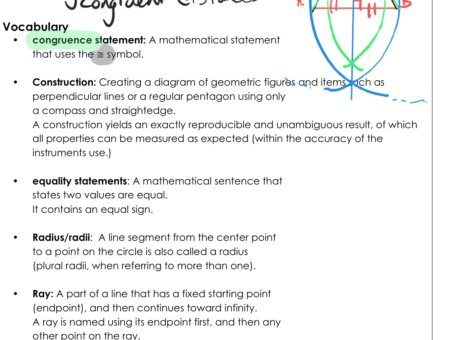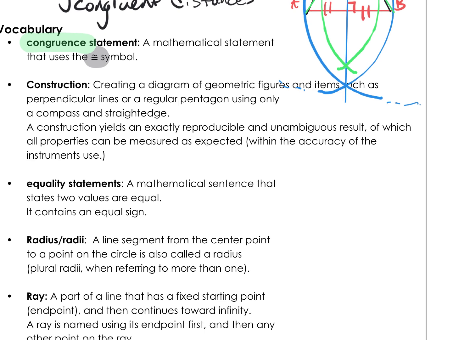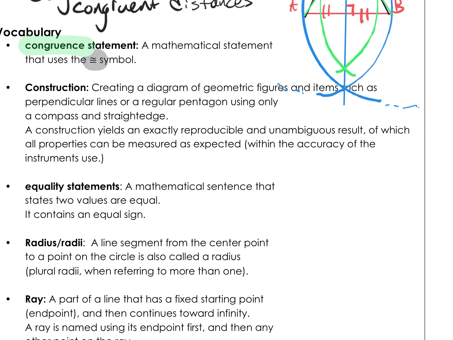Construction, when we do a construction, we're using a compass and a straight edge. So when we construct things in geometry, it doesn't mean we're getting out saws and hammers and building a house. It just means that we are using a compass and a straight edge, okay? And we get equality statements, things that are always true, always equal.